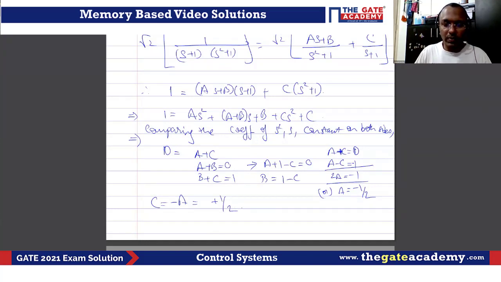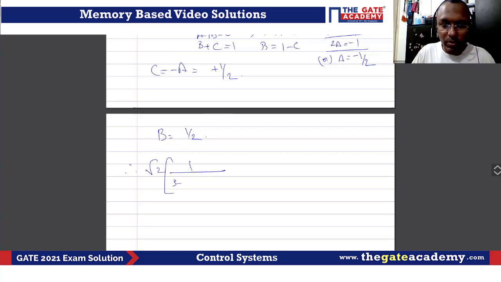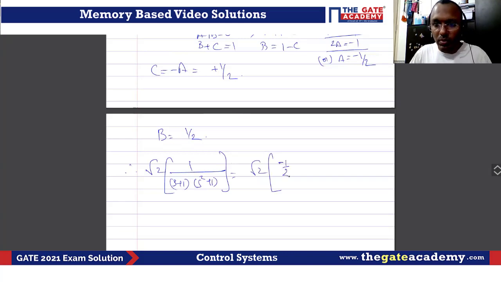And what will be b? B plus c is equal to 1. So b is also half. So therefore root 2 into 1 by s plus 1 into s square plus 1 becomes root 2 into minus 1 by 2 s by s square plus 1 plus 1 by 2 into 1 by s square plus 1 plus 1 by 2 into 1 by s plus 1. This is what we get.